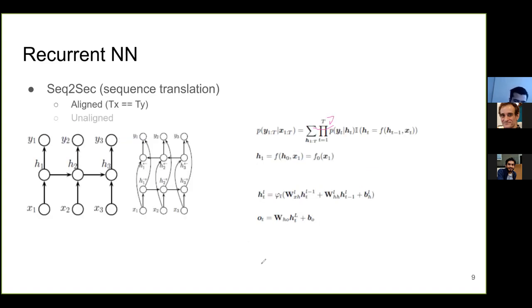Another design is sequence to sequence, which is usually required for translation. Here we have two variations. One is aligned, which means the size of input and output are the same. We could also have unaligned, which means the inputs and outputs are of different length. Here t_x means the size of the input and t_y means the size of the output. In this probability, given this input, we're trying to predict the output. Here T means the final length, and this summation runs from 1 to T.